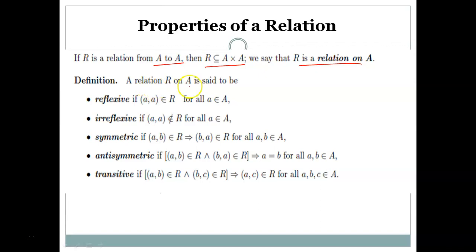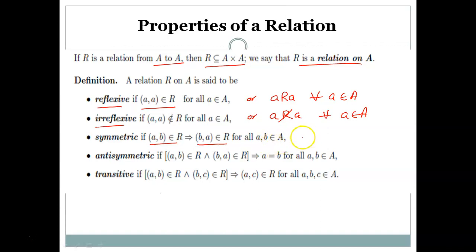A relation R on A is said to be reflexive if the pair (a, a) belongs to R for all a belongs to A. In other words, a is related to a for all a belongs to A. It is said to be irreflexive if this pair does not belong to R, or you can say a is not related to a for all a belongs to A. Symmetric if (a, b) belongs to R implies (b, a) belongs to R for all a, b belongs to A. Or in other words, a related to b implies b related to a for all a, b belongs to A.